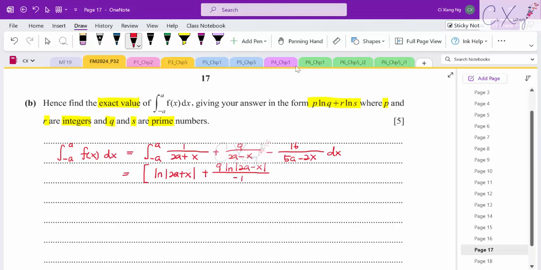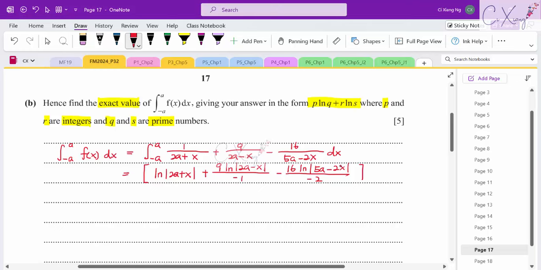Okay, all right. Then again, -16. 16 is a constant, I just copy it. Integrate 1 over 5a minus 2x. I will have ln of 5a minus 2x, and I need to divide my term here by -2, because when I differentiate 5a minus 2x, I will get -2. Alright, so after I complete the integration, I should substitute in the upper and lower limits.